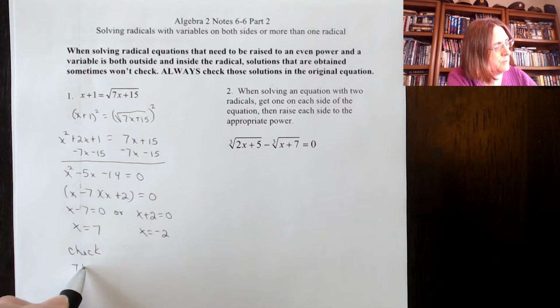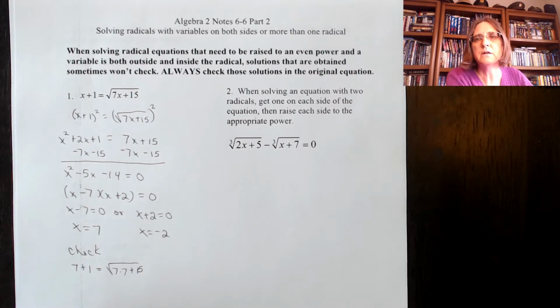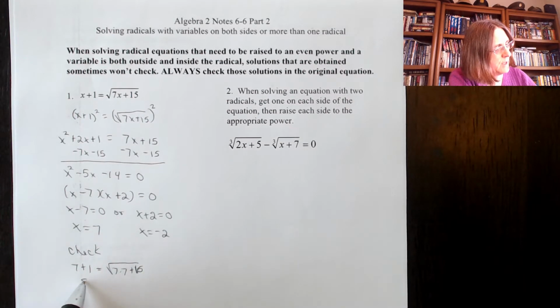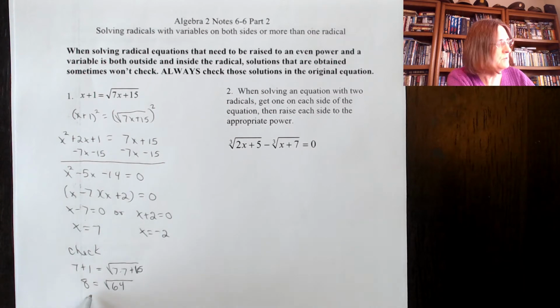So we get 7 plus 1 equals the square root of 7 times 7 plus 15. Let's see how that works. So here we have 8 is equal to the square root of 7 times 7 plus 15, which is 49 plus 15, which is 64. So yes, we get 8 is equal to 8, and that one checks.